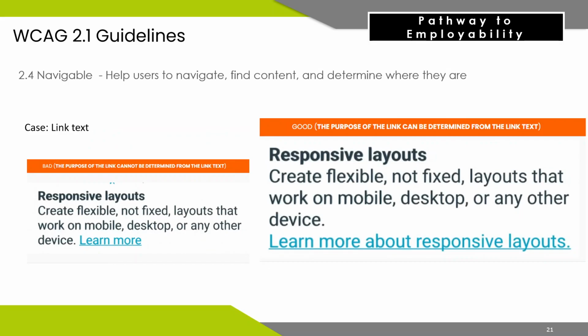Level AAA. Ensure information about the user's location within a set of web pages is available. Provide a mechanism to allow the purpose of each link to be identified from the link text alone. Section headings should be used to organize the content.